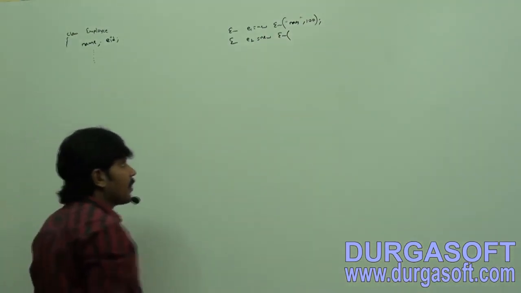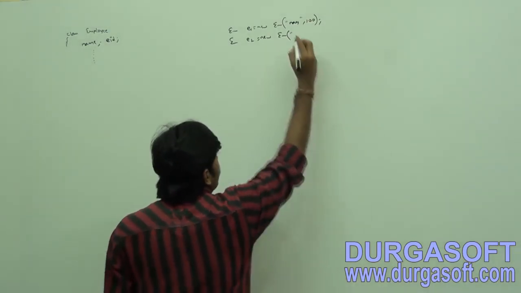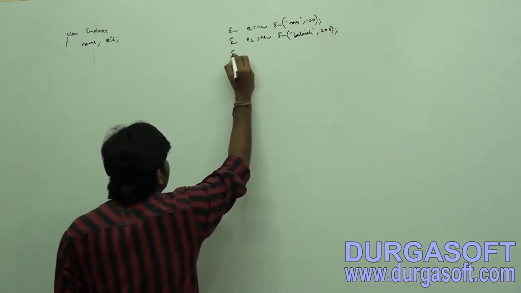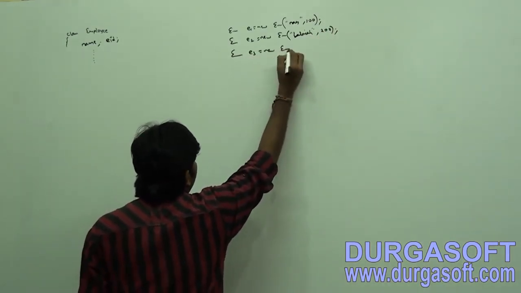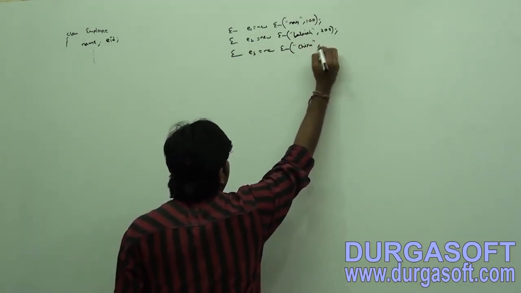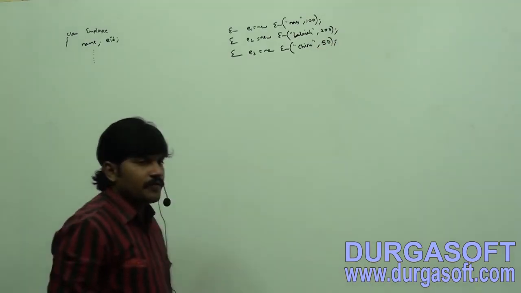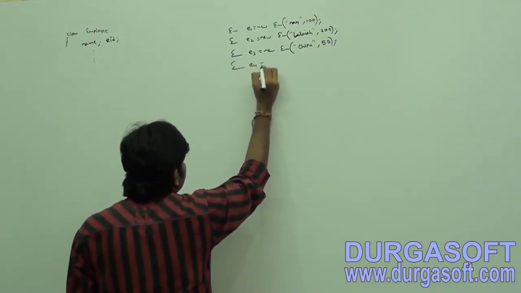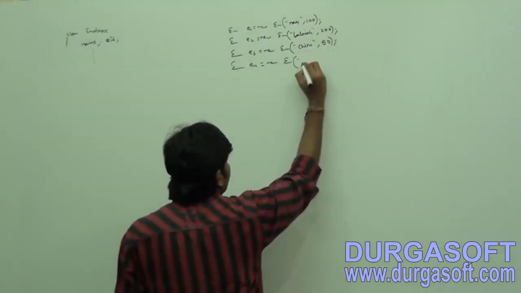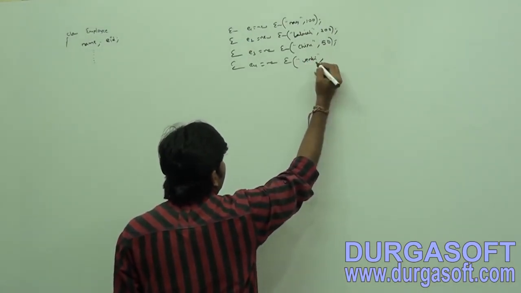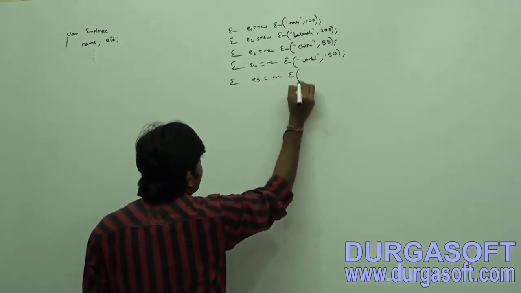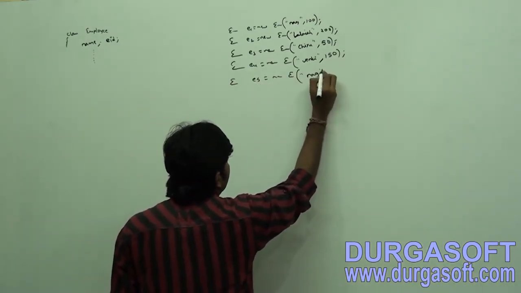Employee e2 is equal to new Employee of. What is the second person's name? Balaya. What is the value? 200. Employee e3 is equal to new Employee of Chiru, 50. Next, Employee e4 is equal to new Employee of what is the next one? New Employee of Venki. What is the value? 150. Employee e5 is equal to new Employee of Nag 100.